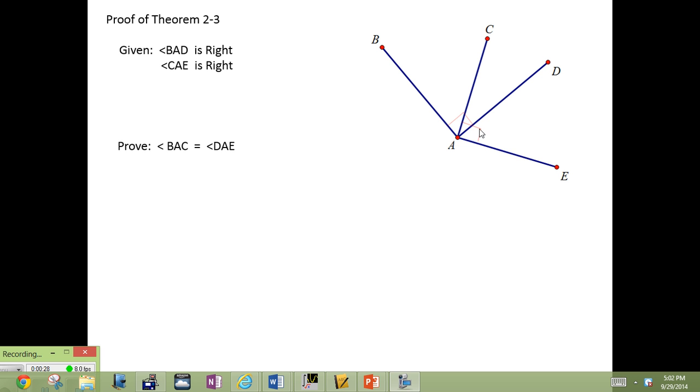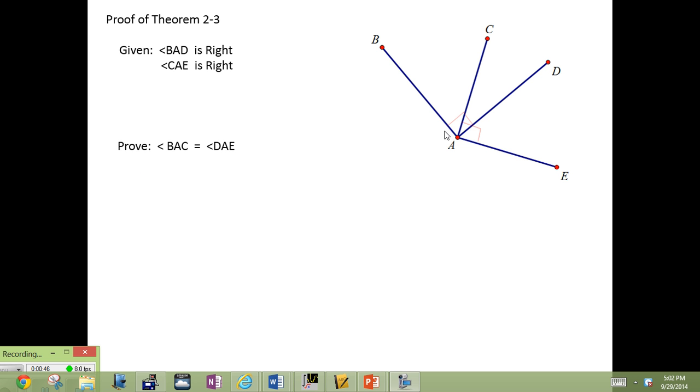We've got the boxes in here. The boxes in here are also confirmed with the statement out here. Angle BAD is a right angle. It's 90 degrees. The box tells you so. So is angle CAE. Okay? And then we look at what it is that they're asking us to prove.